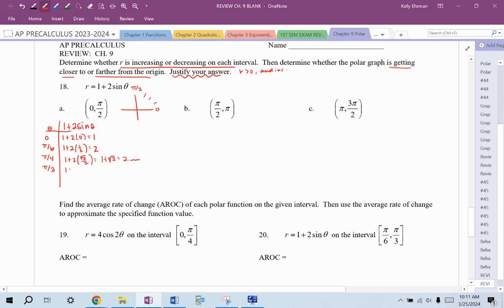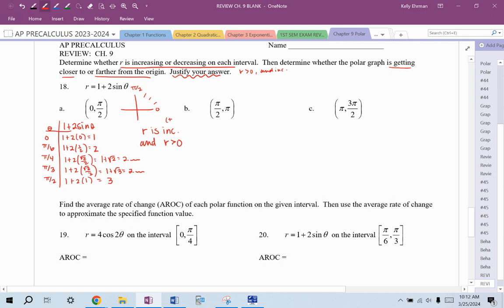Pi over 3 is going to give me 1 plus 2 times radical 3 over 2. 1 plus radical 3 is 2 point something, but it's bigger than that. And then pi over 2, 1 plus 2 times 1 is 3. These values are definitely increasing. So, I'm going to write R is increasing on this interval. And then what about, is the graph getting closer or farther from the origin? So R is increasing, and all of these R values are positive. R is greater than 0.